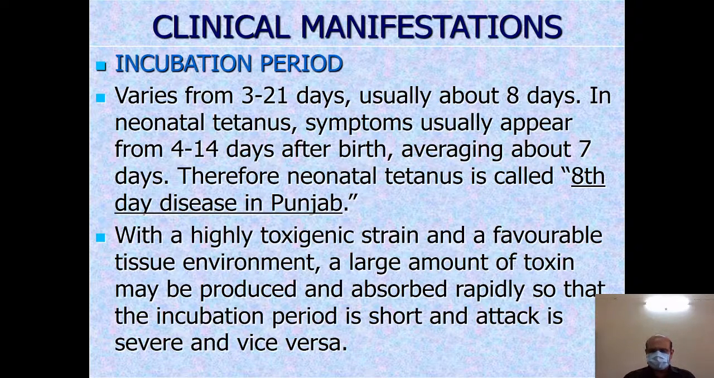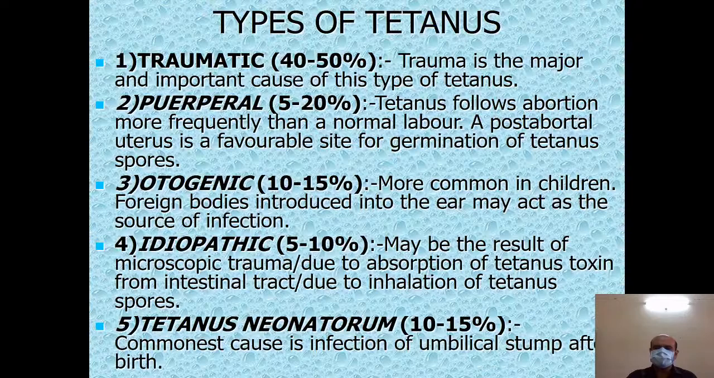With a highly toxigenic strain and favorable tissue environment, a large amount of toxin may be produced and absorbed rapidly, so that the incubation period is short and the attack is severe, and vice versa.